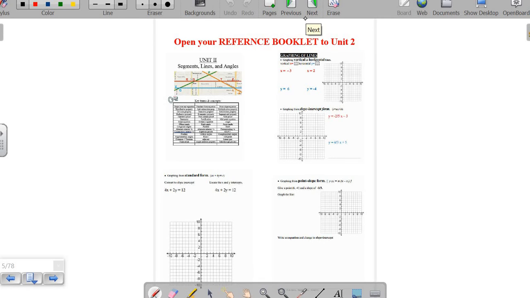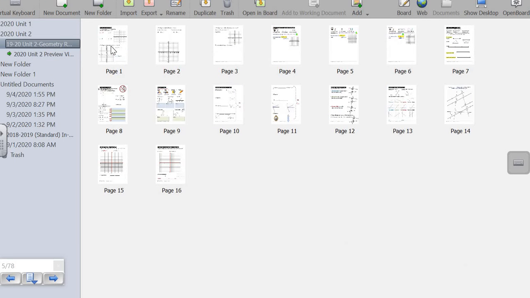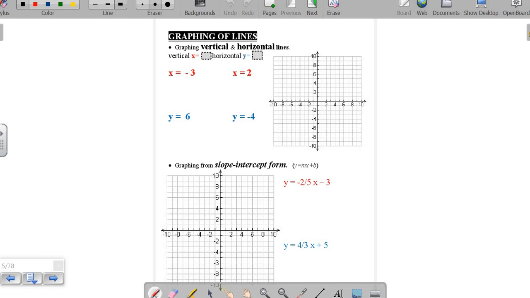So we're going to be doing today's preview notes in your reference booklet. So find this section in your reference booklet. I'll give you a few seconds to do that. You should be in Unit 2, the first few pages of the Unit 2 reference booklet. All right, we are starting here.